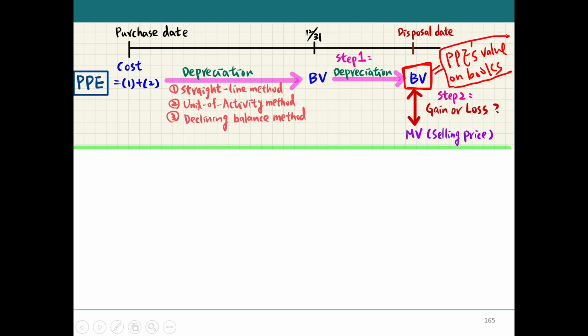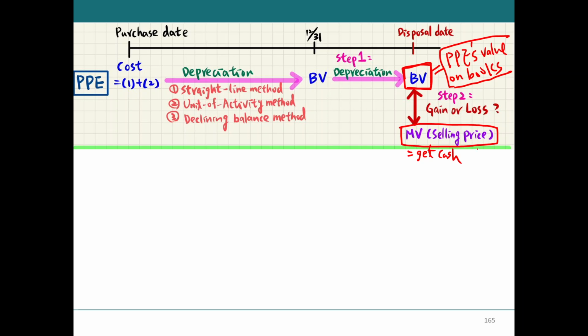Okay? After you understand your PPE's value on your accounting books, then last day we sell it, right? So you sell it, you will get the selling price. So selling price is how much money you can get when you sell your PPE, right? Okay? So market value, selling price, is when you sell it, how much money you can get. So you get, for example, the cash.